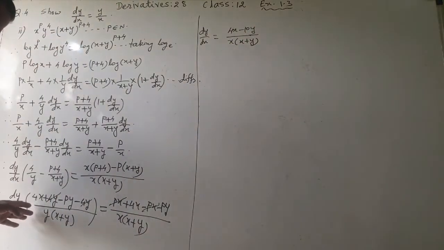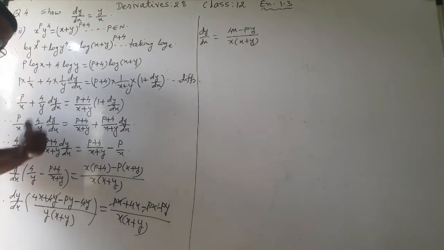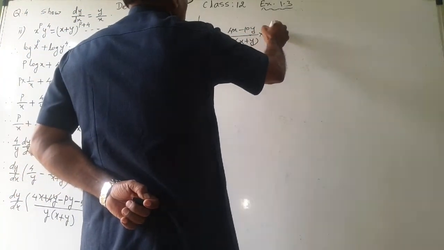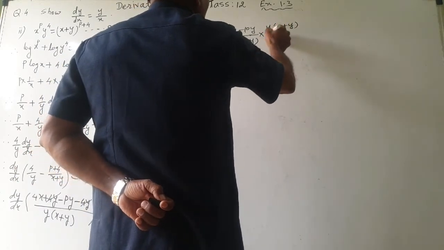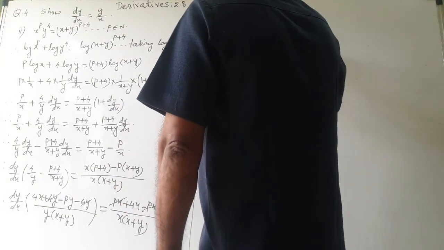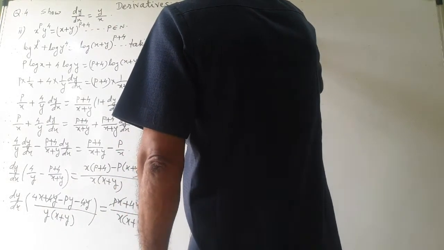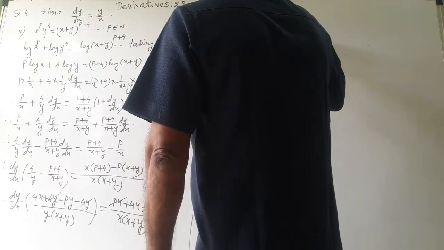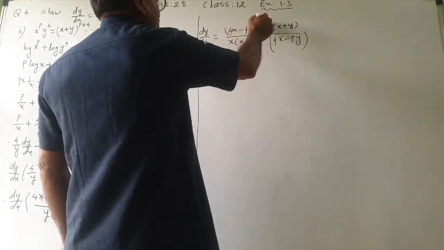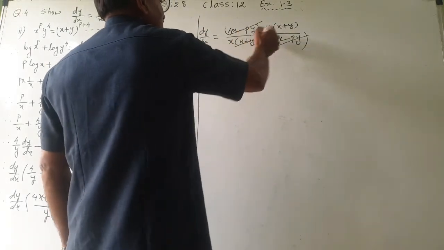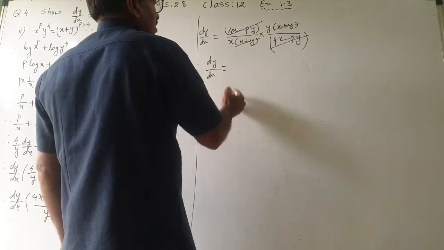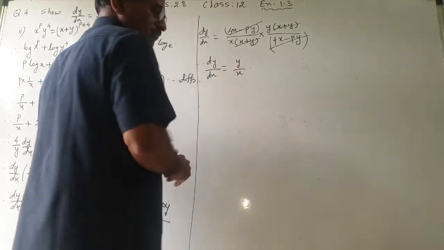If I am bringing this side over there, this will go in the numerator and this will come in the denominator. So y into bracket x plus y upon 4x minus py. This is not 4y, this is py. 4x minus py. Now see what you can cancel. Then definitely this 4x minus py will get cancelled, this and this will get cancelled. And therefore dy by dx is equal to y upon x, is proved.